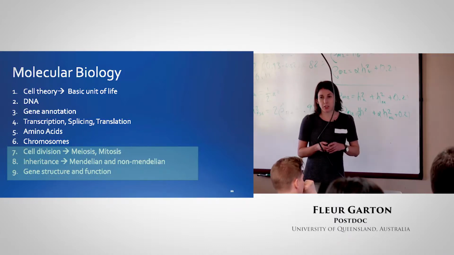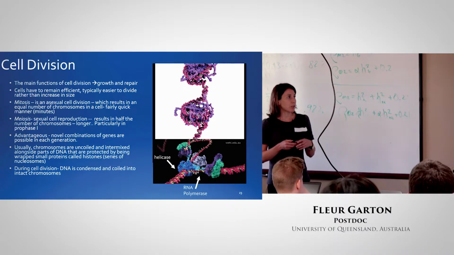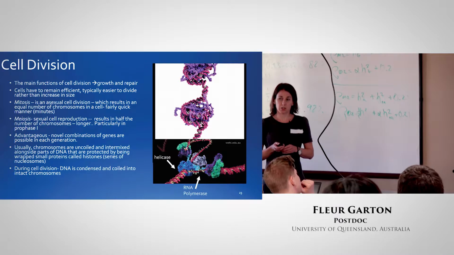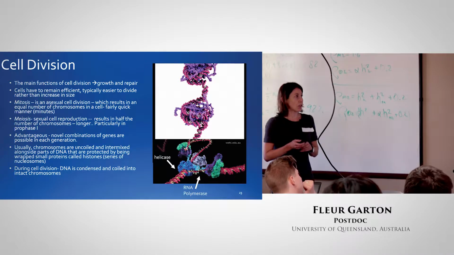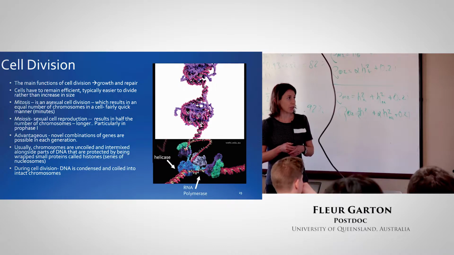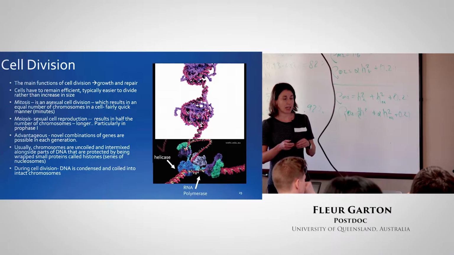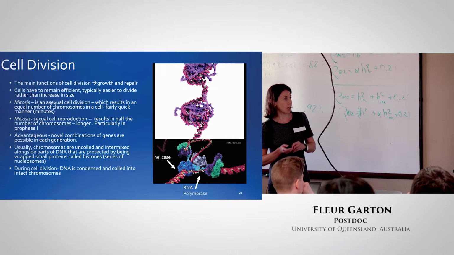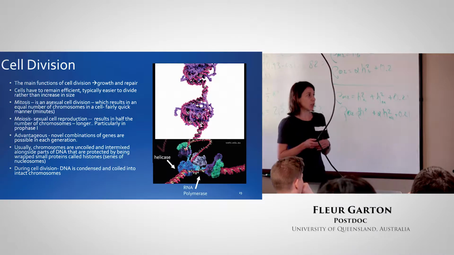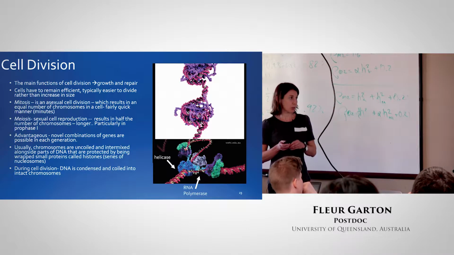So the main function of cell division is really for growth and repair. Cells have to remain efficient, and it's typically easier to divide rather than increase in size. Mitosis is an asexual cell division, which results in an equal number of chromosomes and happens in a fairly quick manner. Meiosis can take a lot longer. It's sexual cell reproduction and results in half the number of chromosomes.